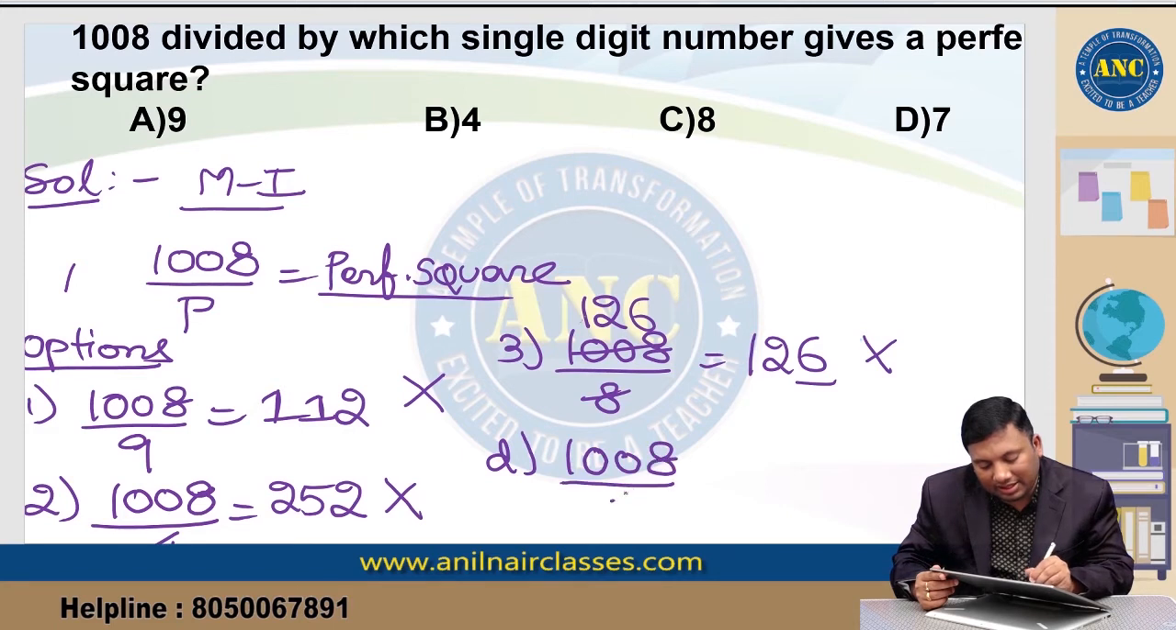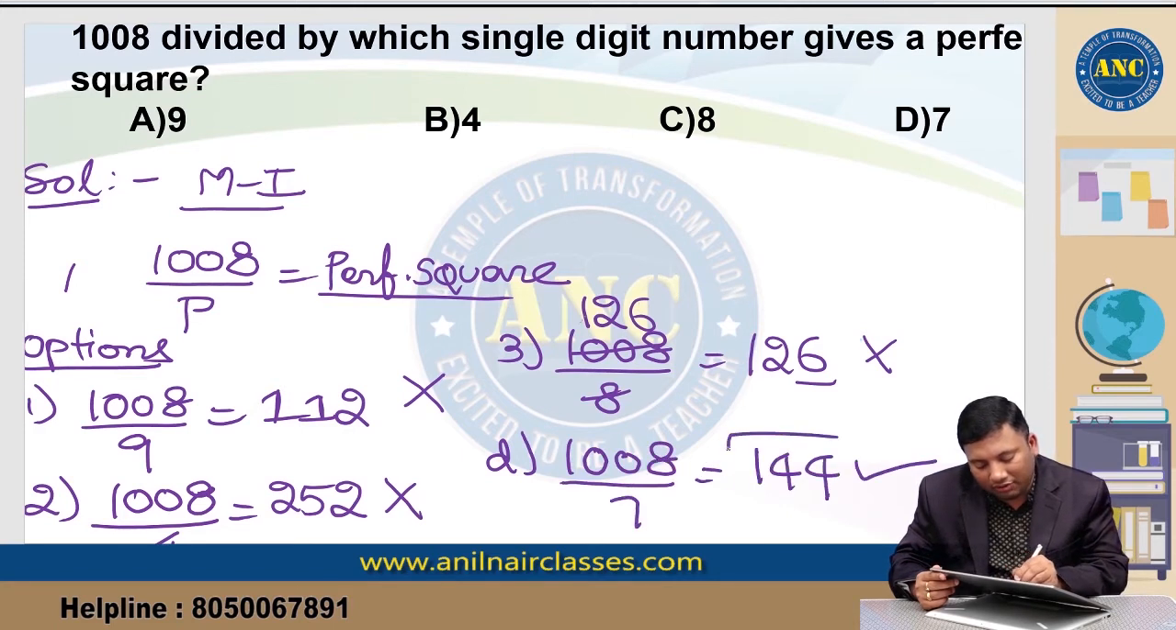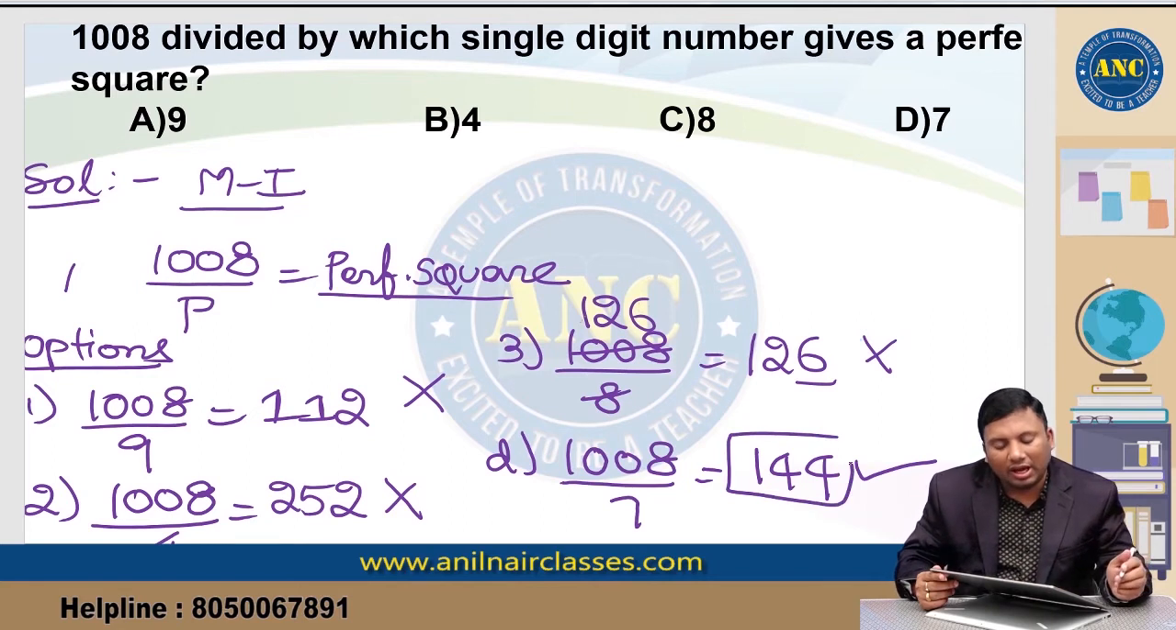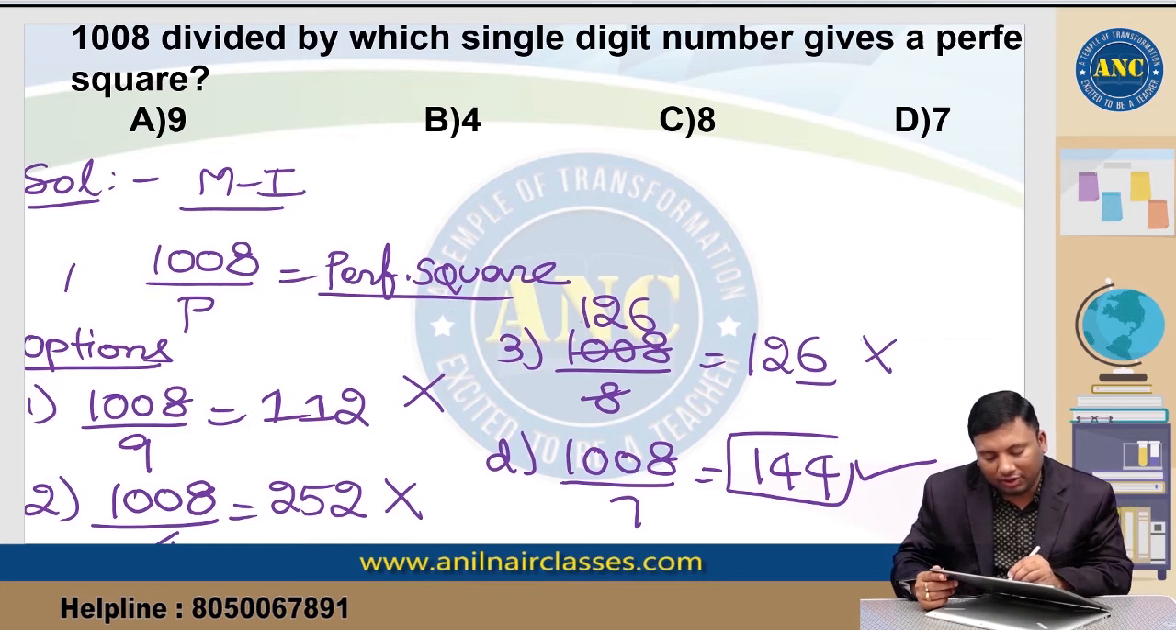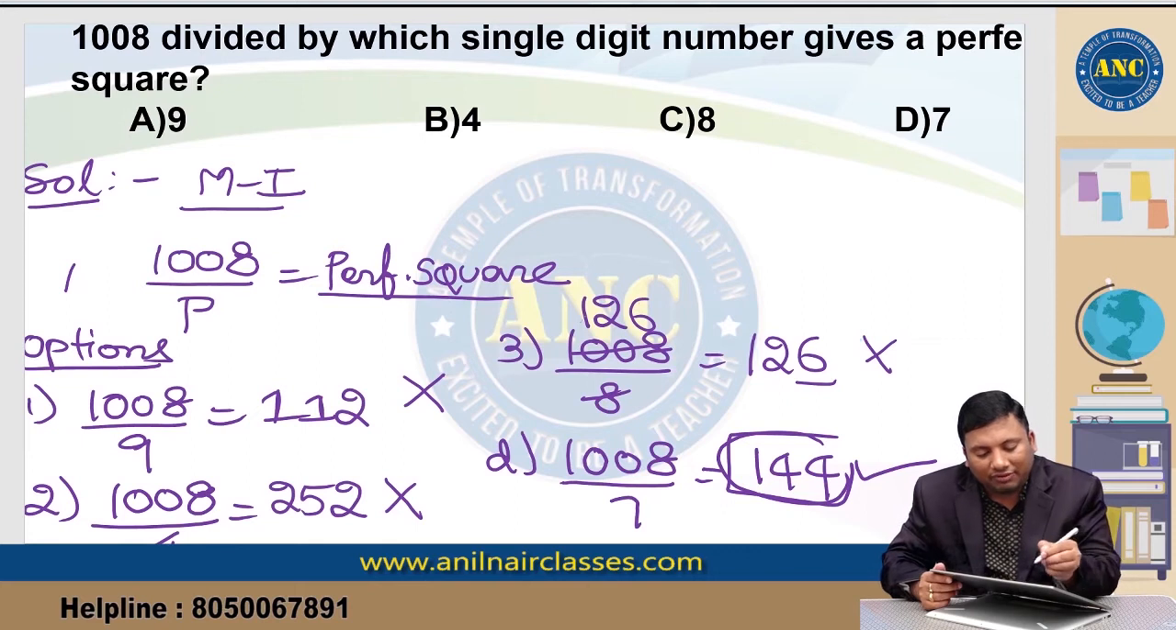1008 divided by 7 is nothing but 144. 144 is nothing but a perfect square. Are you all with me? So one way is by using options. Easily you can check that 144 is nothing but a perfect square.